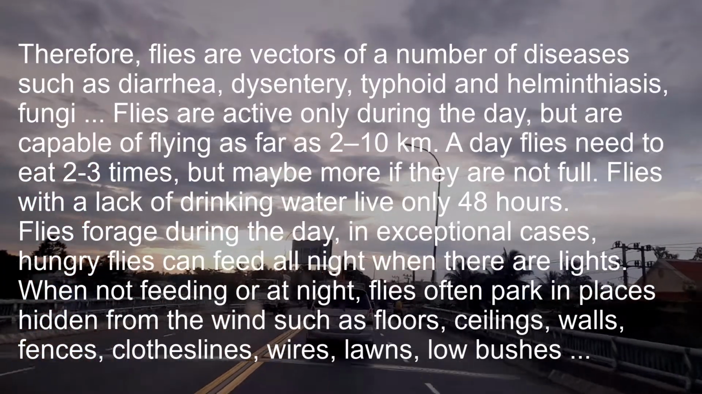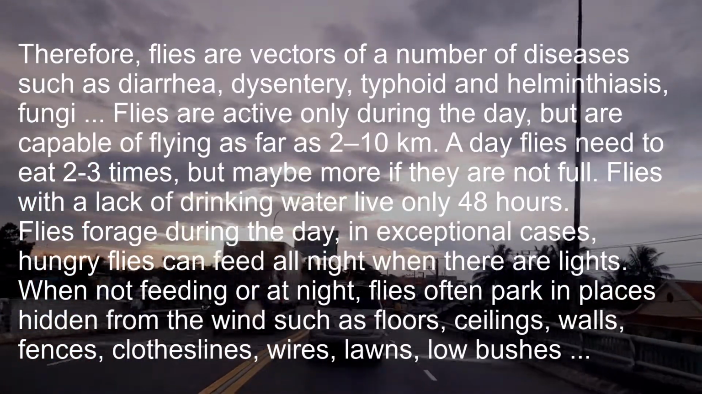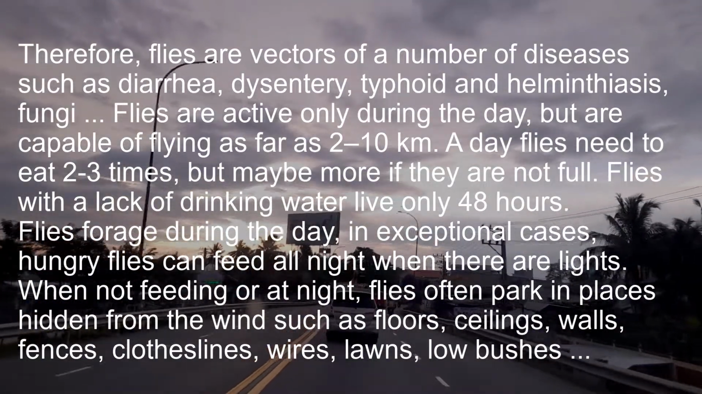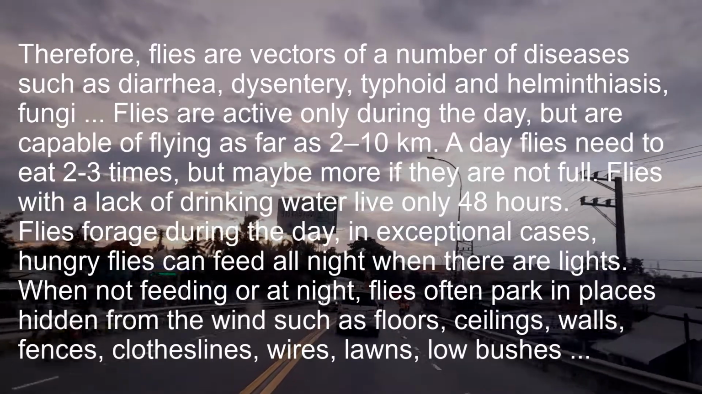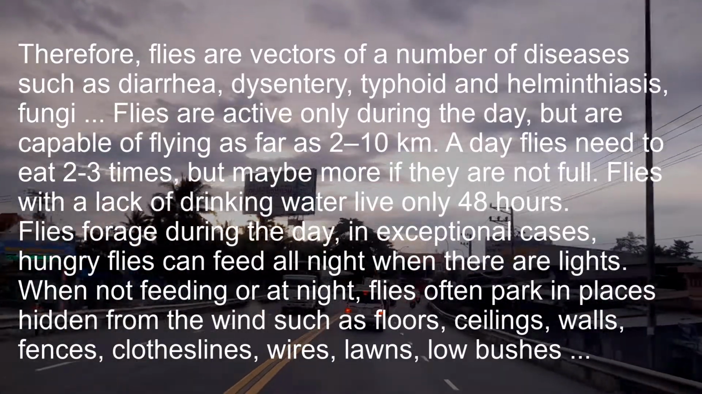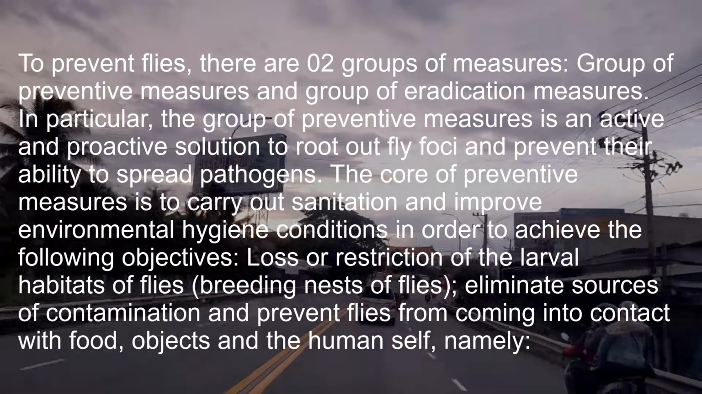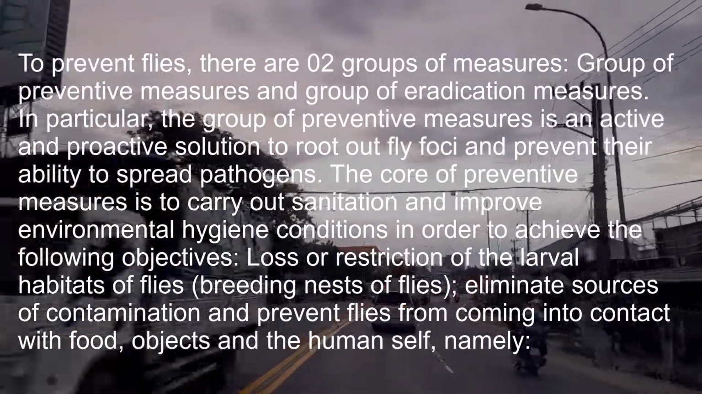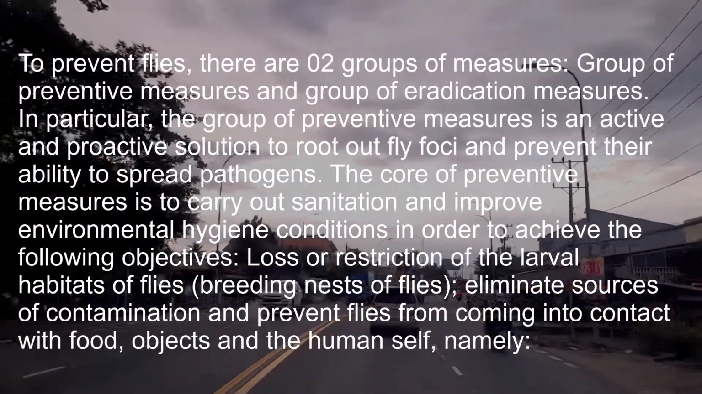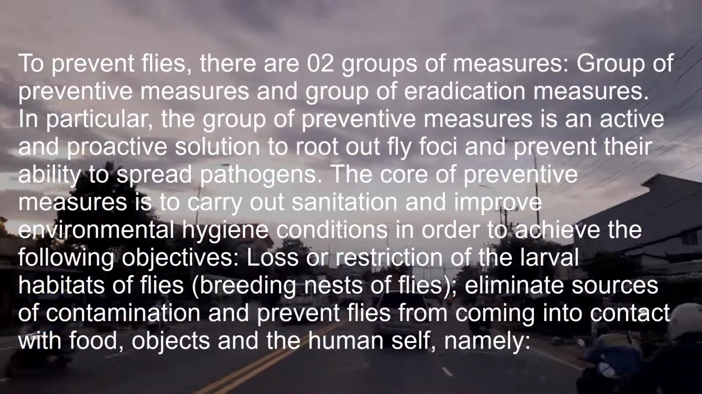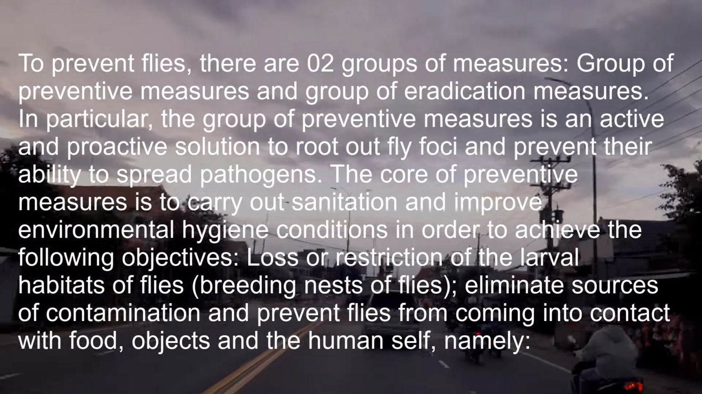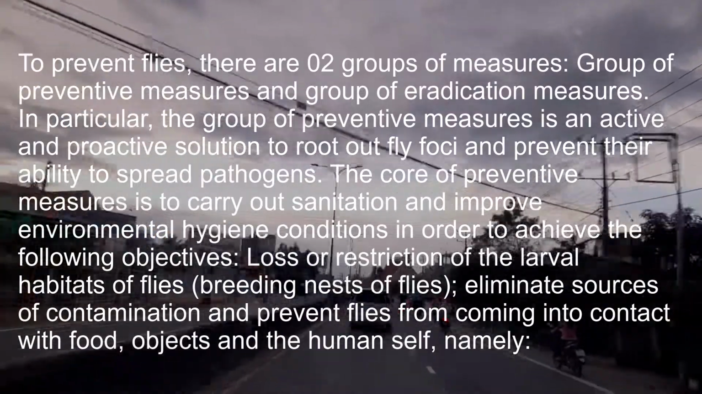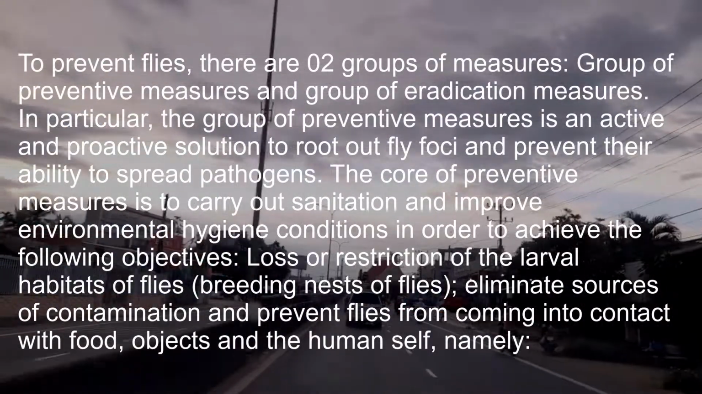When not feeding or at night, flies often park in places hidden from the wind such as floors, ceilings, walls, fences, clotheslines, wires, lawns, low bushes. To prevent flies, there are 2 groups of measures: a group of preventive measures and a group of eradication measures. In particular, the group of preventive measures is an active and proactive solution to root out fly foci and prevent their ability to spread pathogens.